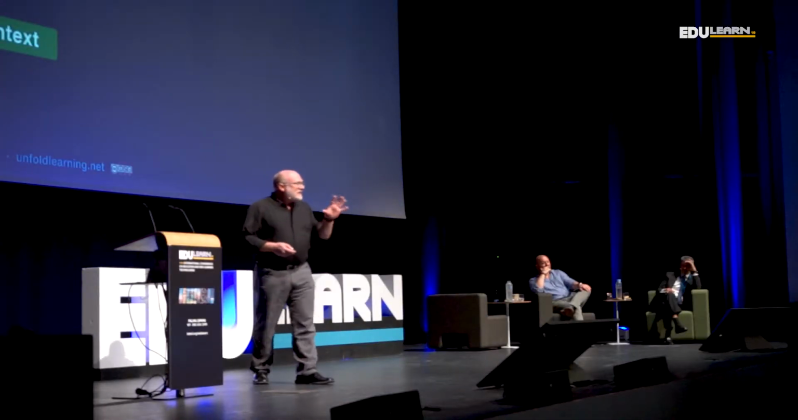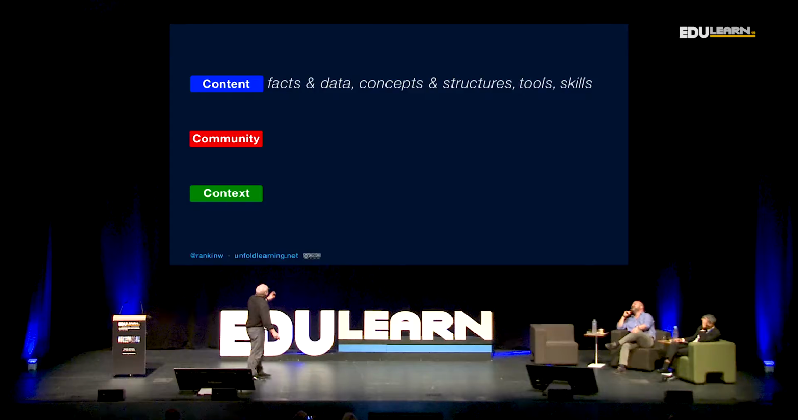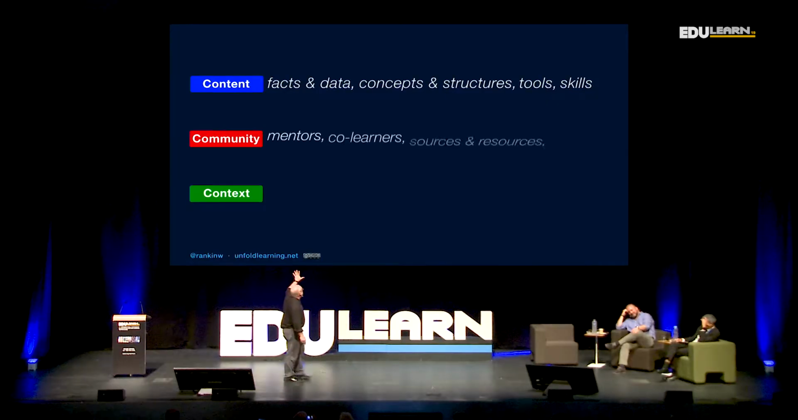Now, those three things, content and community and context, are something I want to think a lot about. And although I don't have any time to explain it here, if you come to my workshop later, we'll talk about this. It'll be fun. But here's what I mean by content. The facts and data, the concepts and structures into which those facts and data are put, the tools you use to process that, and the skills you need to use those tools. All of that is content.